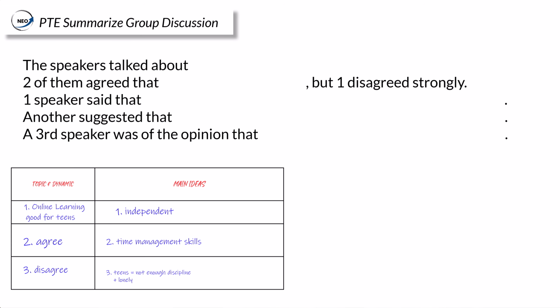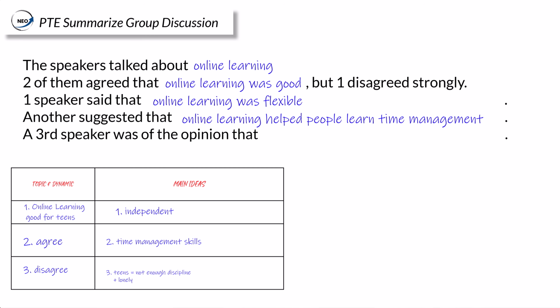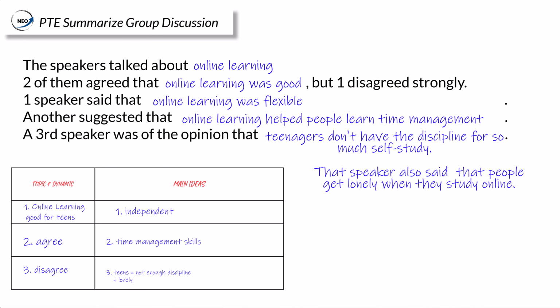The speakers talked about online learning. 2 of them agreed that online learning was good, but one disagreed strongly. One speaker said that online learning was flexible. Another suggested that online learning helped people learn time management. A third speaker was of the opinion that teenagers don't have the discipline for so much self-study. That speaker also said that people get lonely when they study online. Simple, clear, done.